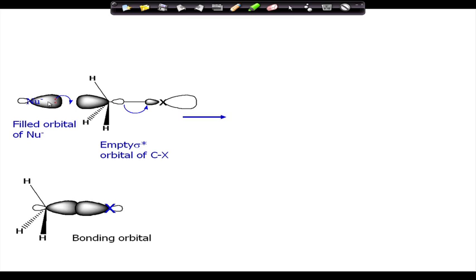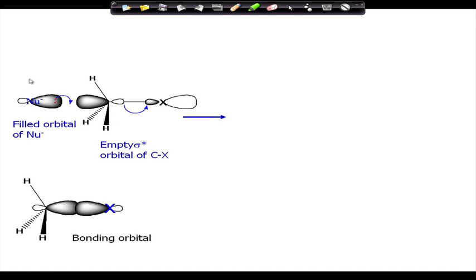First of all, as I said, if this has also an electron and this has got an electron, then that combination will not lead to any stability. So, stability will come only when this is empty and this is filled, or the other way around. Okay. Now, in nucleophilic substitution, this is filled. So, the carbon has to supply an empty orbital in the form of the sigma star orbital of CX.